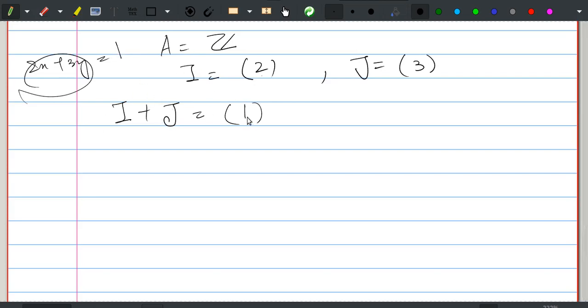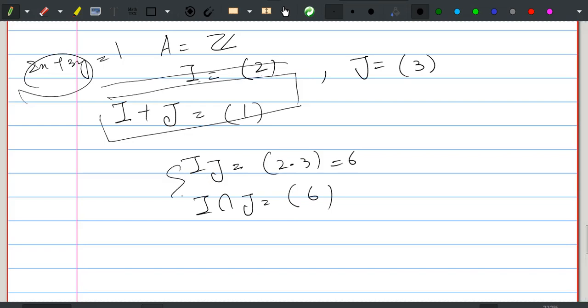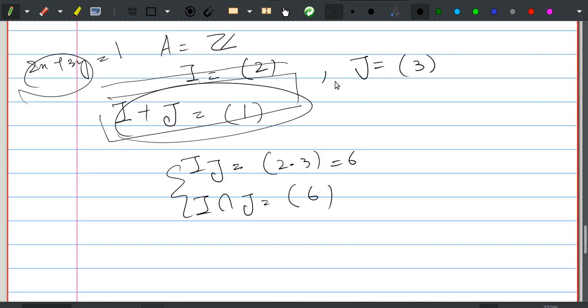So this I plus J will be the unit ideal. Now given that this I plus J is 1, if I look at the intersection of I and J and their product, that is going to be equal. Now let us look at IJ. This will be the ideal generated by 2 times 3, which is 6. And if I look at I intersection J, that is going to be the ideal generated by their least common multiple. Now the least common multiple of 2 and 3 is 6. So this is the verification. So if I plus J is the unit ideal, meaning I and J are co-maximal ideals, then these two ideals are going to be equal.